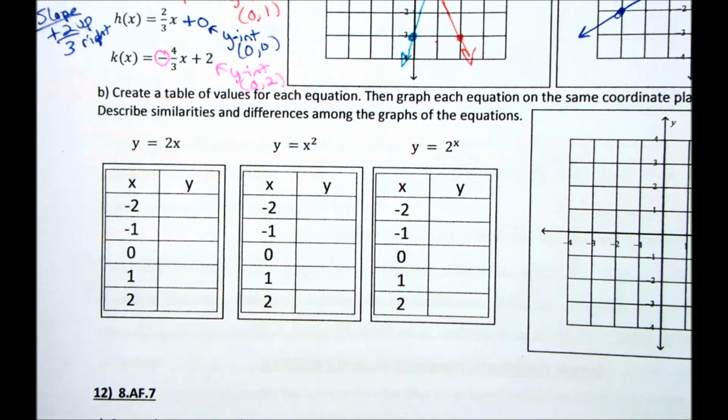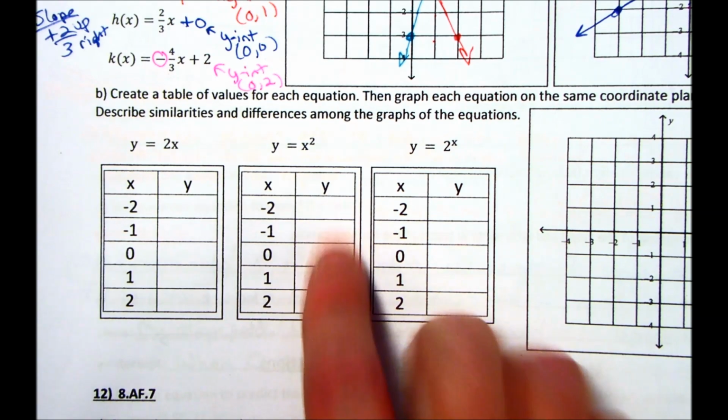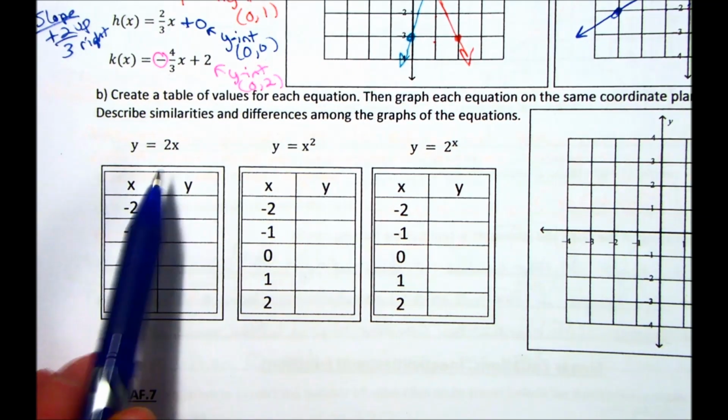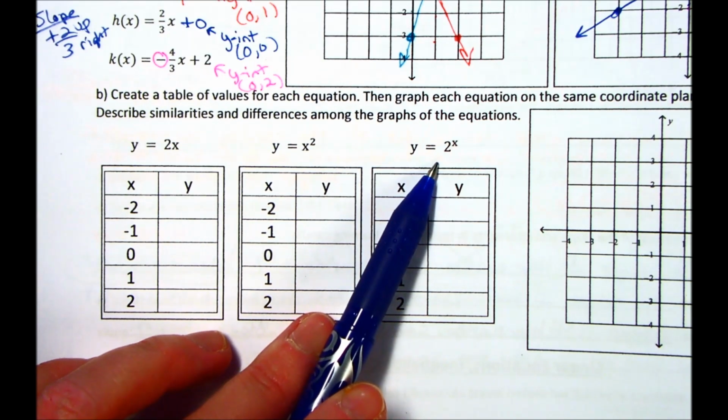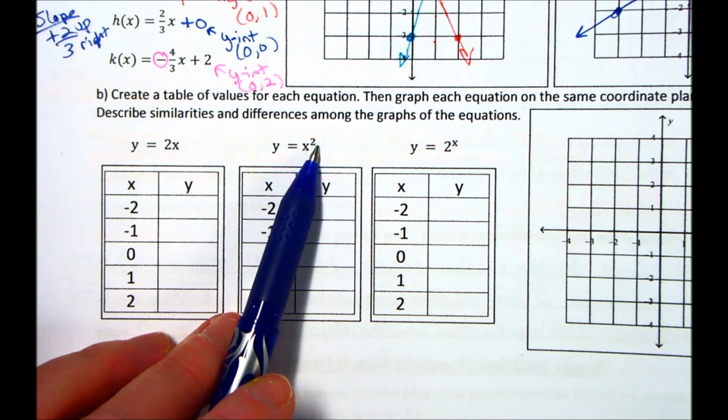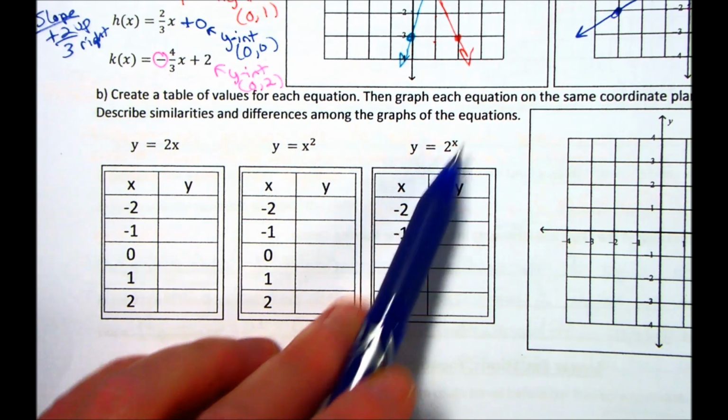All right, so going back to this one, we're going to complete this table of values, and you notice that all the x values are the same, but the functions or the equations are different. Here we're taking 2 times x, here we're taking x to the 2nd power, here we're taking 2 to the x power.